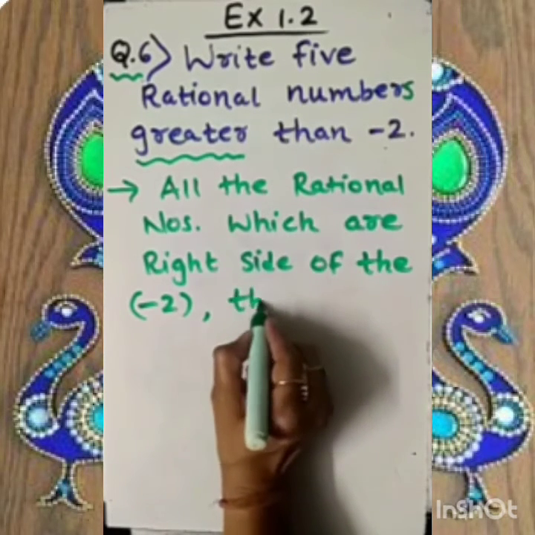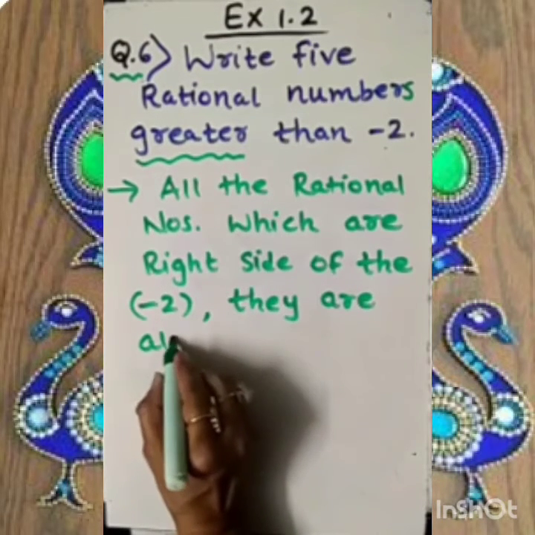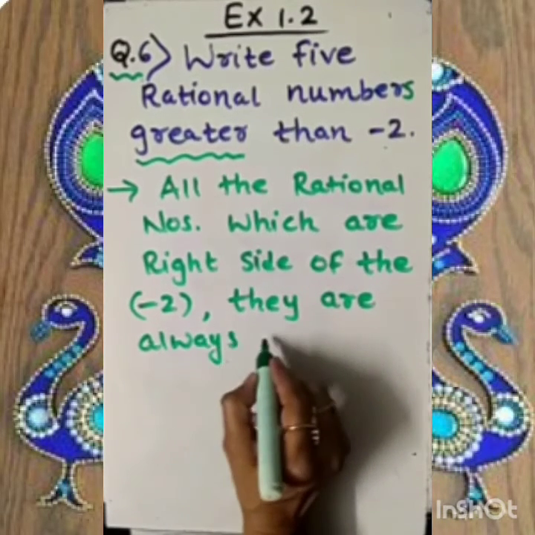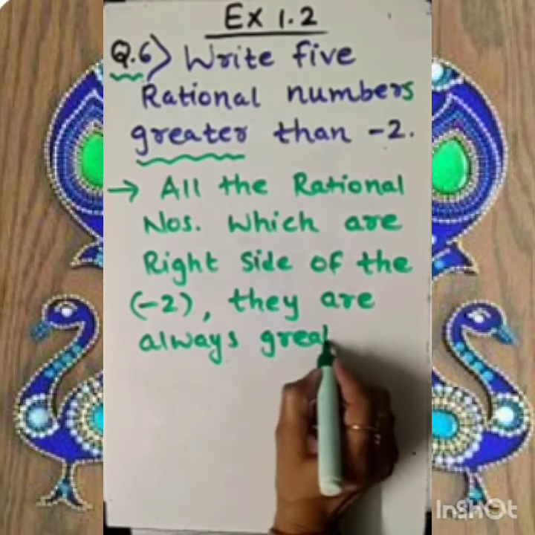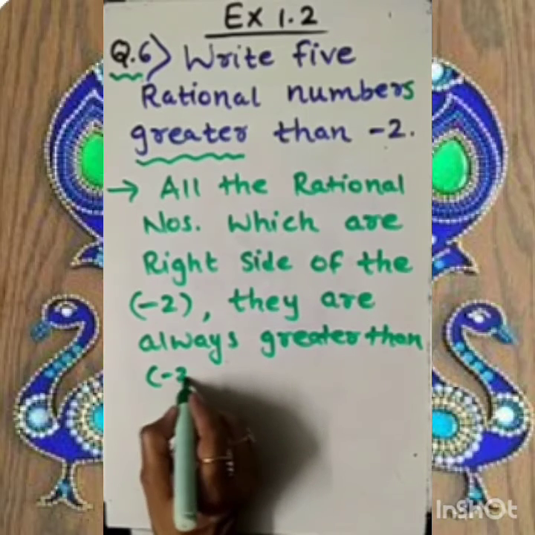They are always greater than minus 2. Simple. Fine. Now, how to list out?